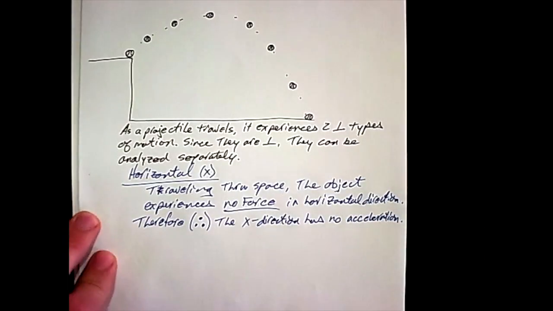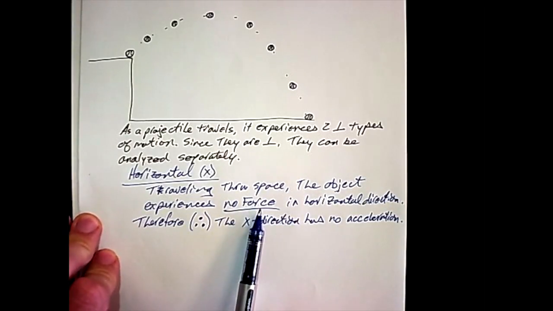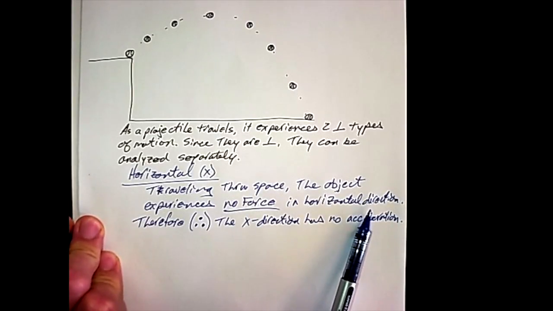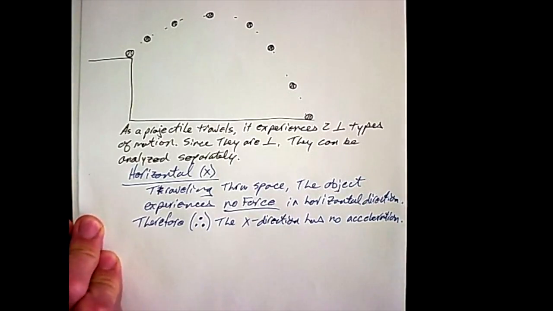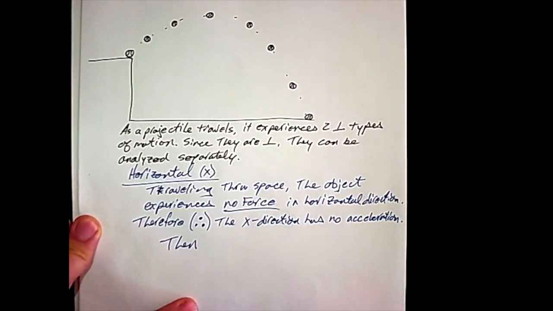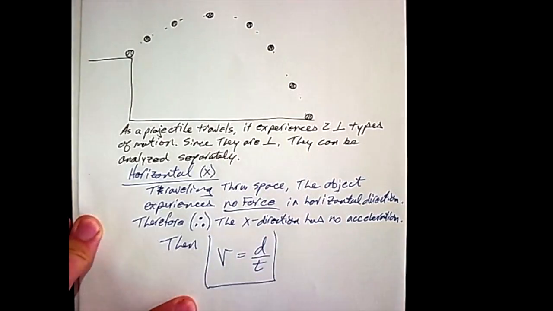So to restate, traveling through space, the object experiences no force. This means it does not speed up or slow down in the horizontal direction. Therefore, the X direction has no acceleration. Since the X direction has no acceleration, then we know that the velocity is constant. If the velocity is constant, then v equals d over t describes all horizontal movement.